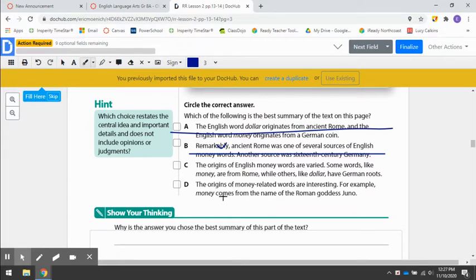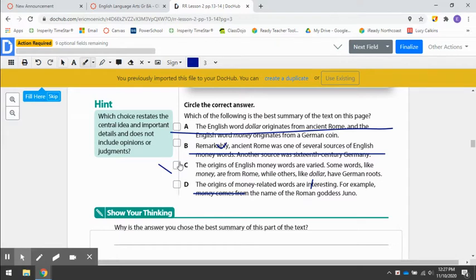Let's look at D. The origins of money-related words are interesting. For example, money comes from the name of the Roman goddess Juno. Again, this fact here is right, but we have the word interesting in here, which is an opinion. So we know it can't be that one. So C then has to be our right answer because it's the only one here that has correct information. It doesn't have any opinions, and it summarizes this page pretty well. Okay, so C is our correct answer here.